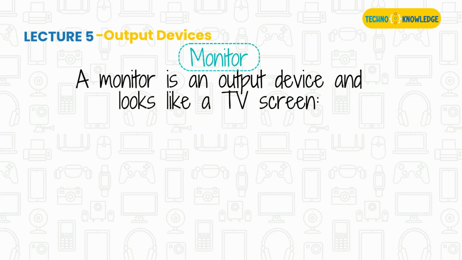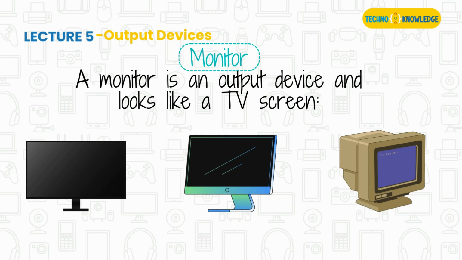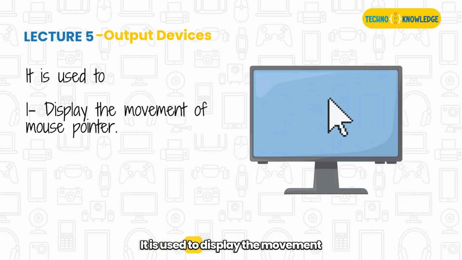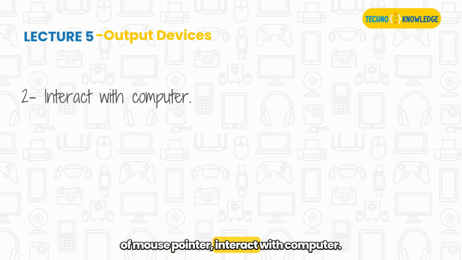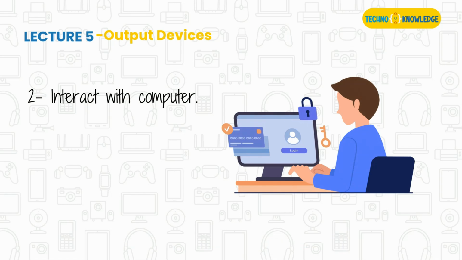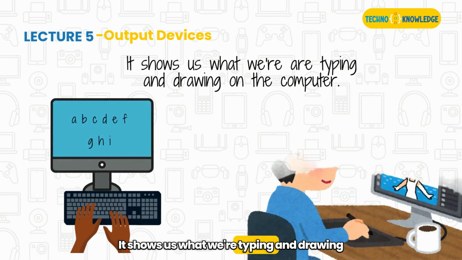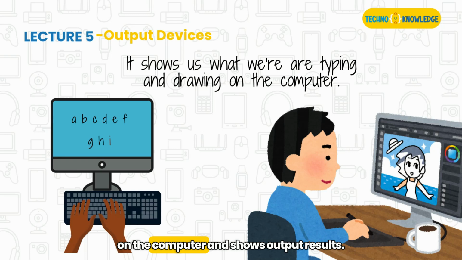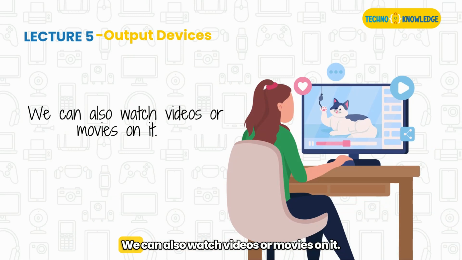Monitor. A monitor is an output device and looks like a TV screen. It is used to display the movement of the mouse pointer, and to interact with the computer. It shows us what we're typing and drawing on the computer, and shows output results. We can also watch videos or movies on it.